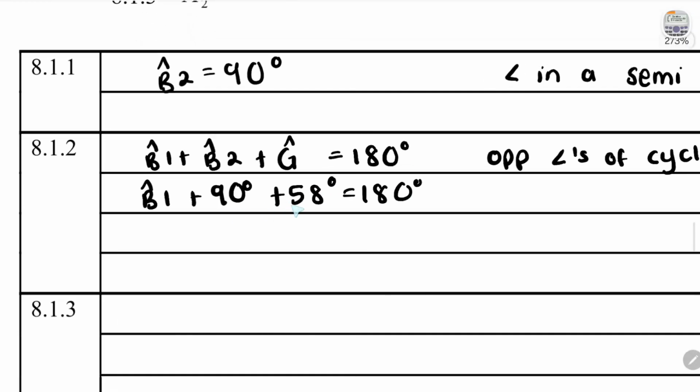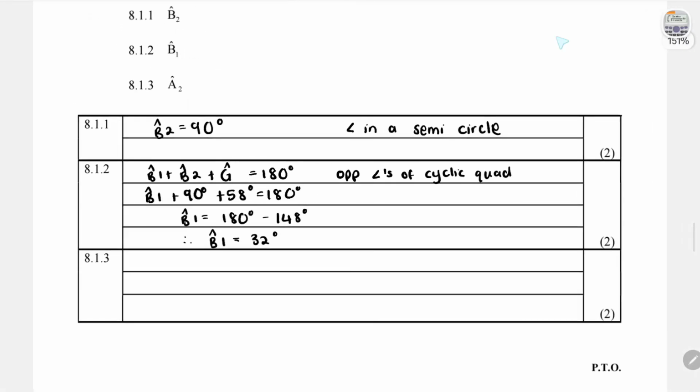So we're going to add these two together. That will be 148 degrees. So angle B1 is equal to 180 degrees minus 148 degrees. That's really just 40 degrees minus 8 degrees, which is 32 degrees. So angle B1 is equal to 32 degrees, and that is our answer.